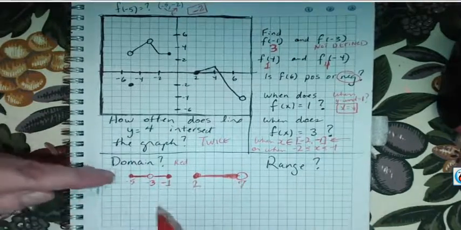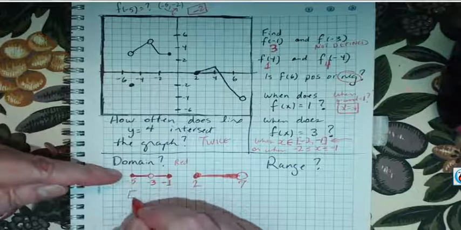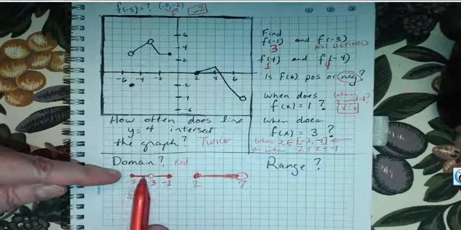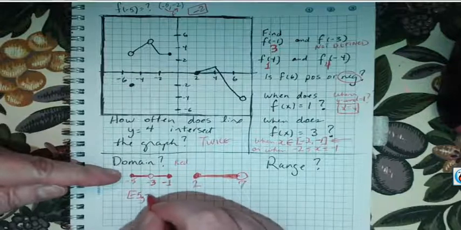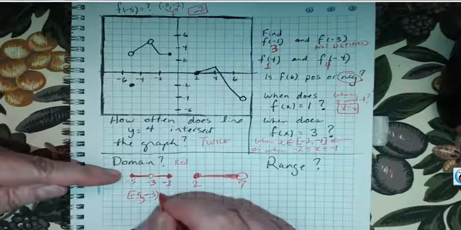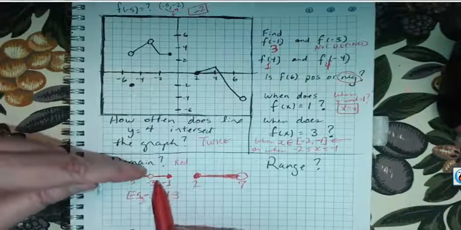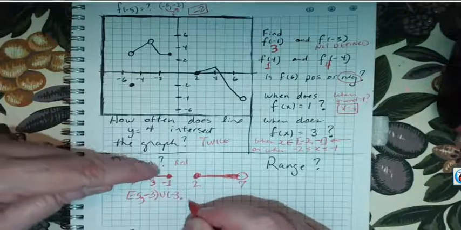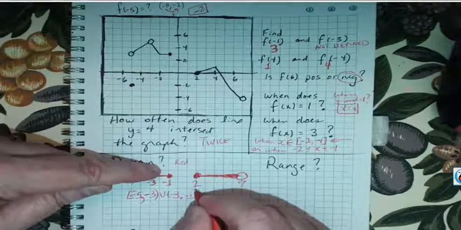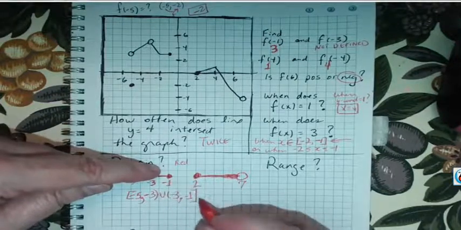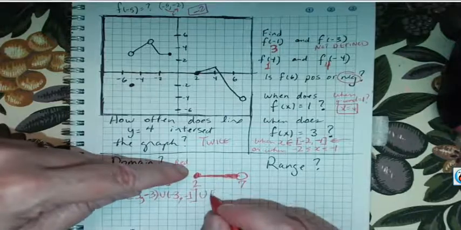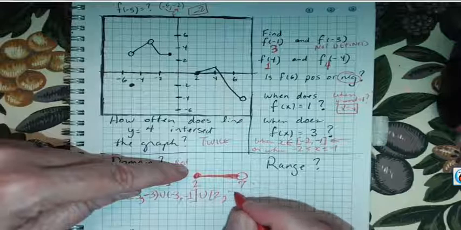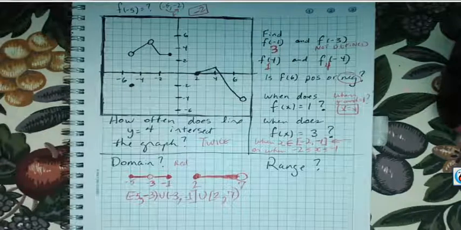So going from left to right, I start at -5, I include it. And I have points until I get to -3, and I have to skip over -3. Then I have points between -3 and -1. I include -1. Then I have a gap. I pick it up again at 2, and I include 2. And then anything up to but not including 7. In the red, that is the domain.